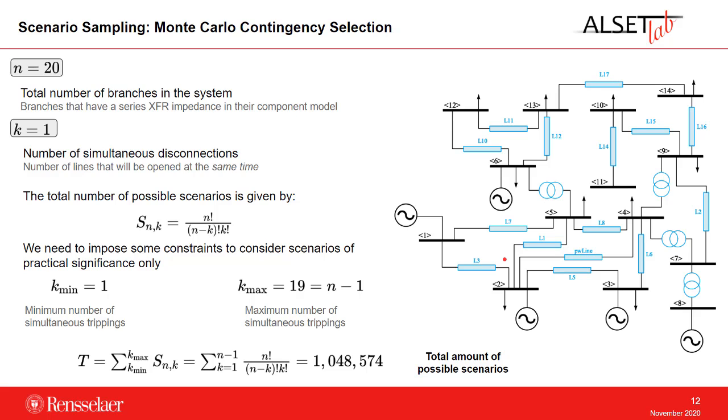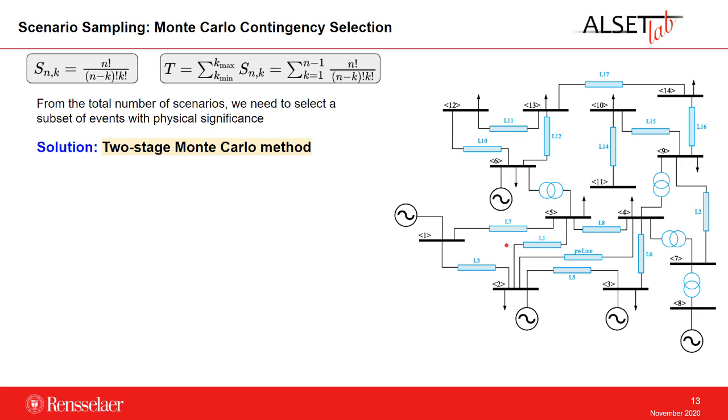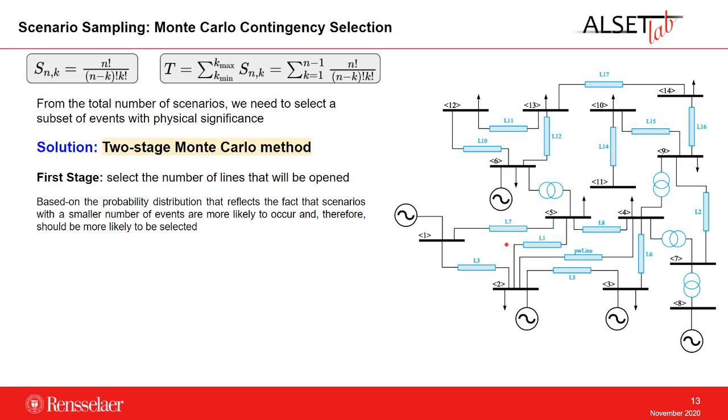So we need to account for the fact that in real systems, small contingencies, that is, trippings with the lowest number of lines, will happen more likely than trippings of simultaneous lines at the same time. To do this, we propose a two-stage Monte Carlo method, where in the first stage we select the number of lines that will be opened, and in the second stage, from the pool of scenarios with k lines being tripped, we pick one.